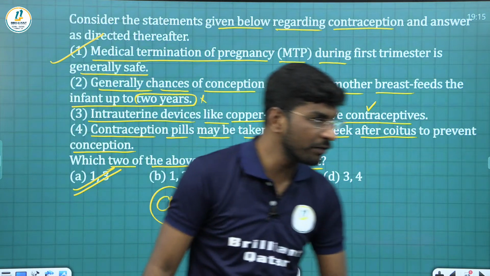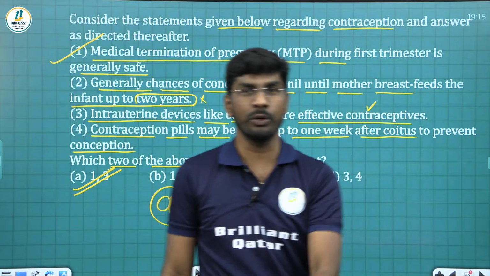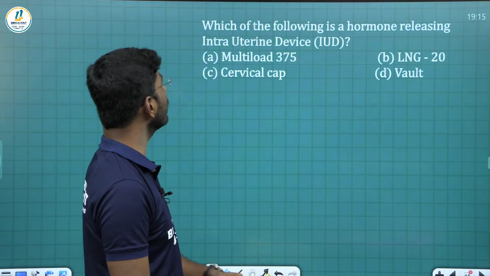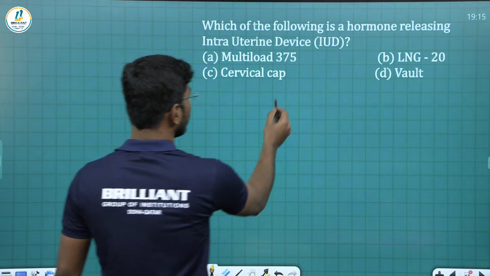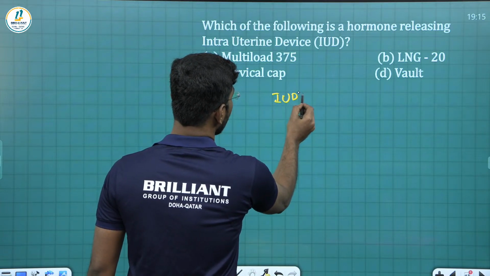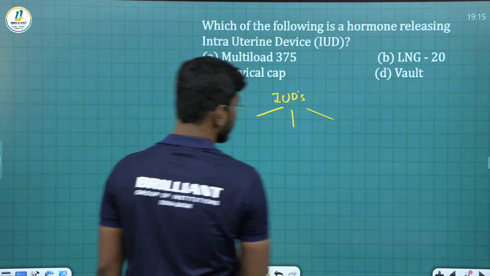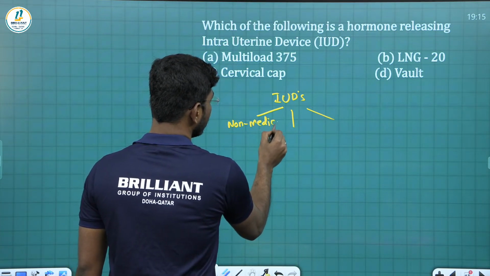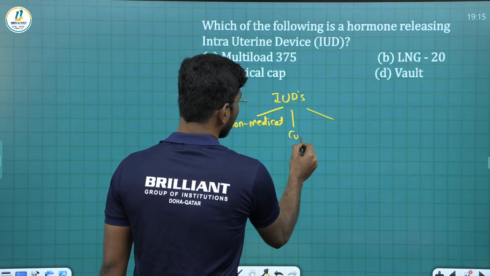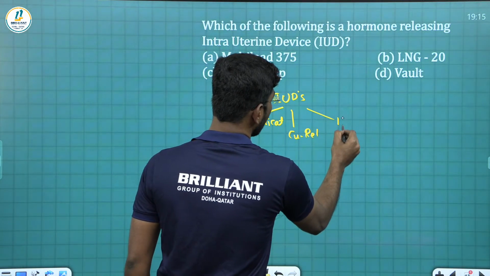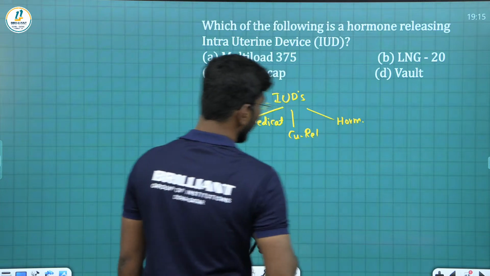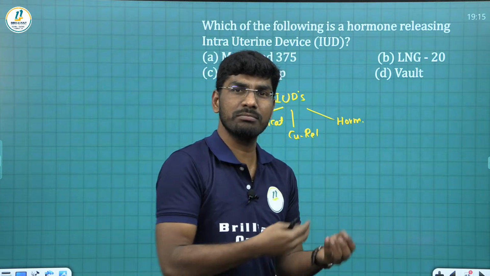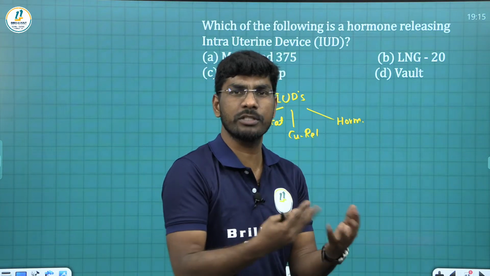Am I clear till here? How many of you got it? Very good. Shabash beta, 1 and 3. Correct. Very good. What about this question? Which of the following is the hormone releasing IUD? Tell me, how many types of IUDs are there? IUDs, intrauterine devices, are 3 types of devices, right? What are they? Non-medicated one. Next one, copper releasing one. Next one, hormone releasing one. Non-medicated Lippes loop we discussed, and copper releasing ones we discussed: Multiload 375, copper T, Cu. These are different.